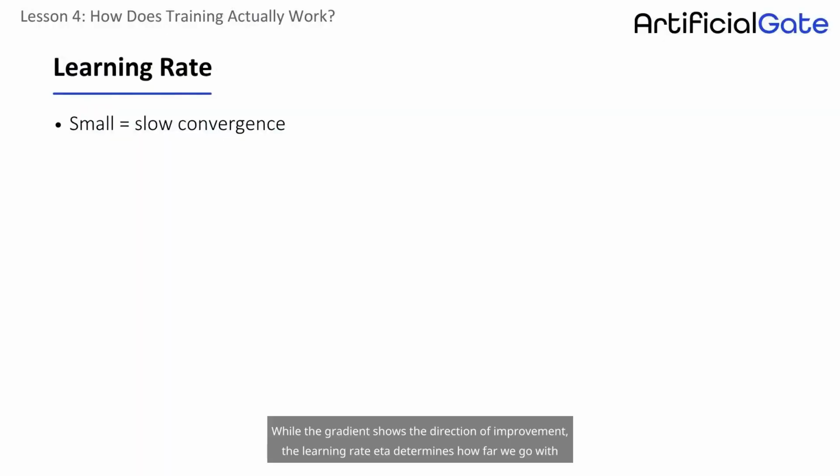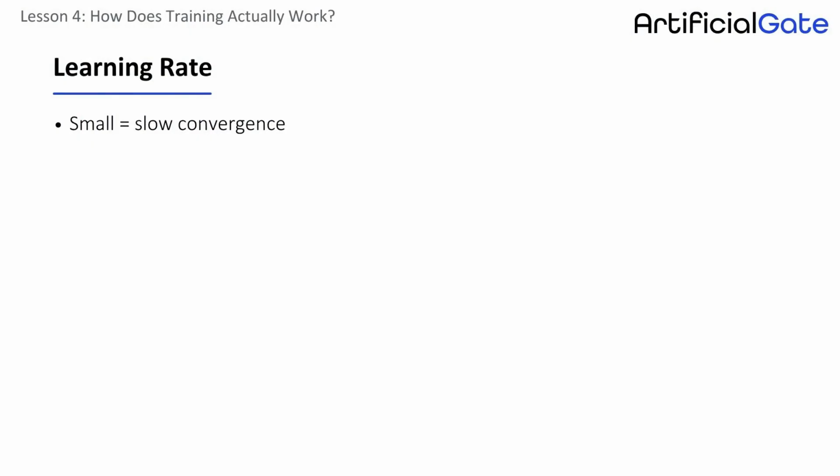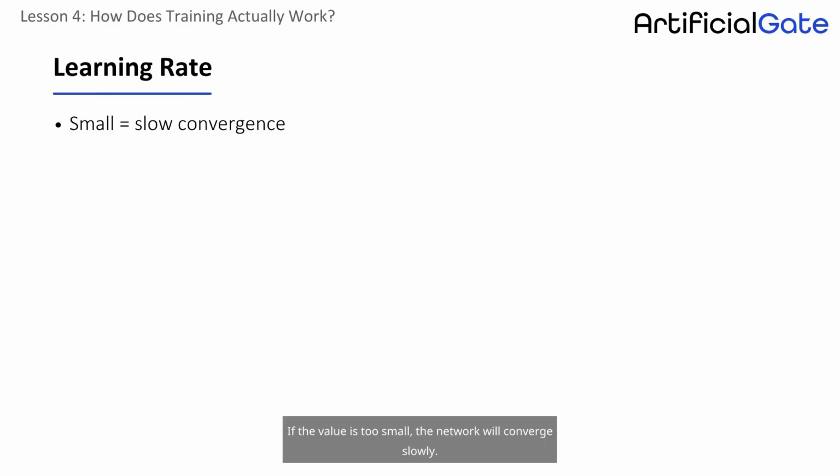While the gradient shows the direction of improvement, the learning rate, eta, determines how far we go with each step. If the value is too small, the network will converge slowly. If it's too large, it can cause oscillations or even divergence. Choosing the right learning rate is essential for stable and effective optimization.